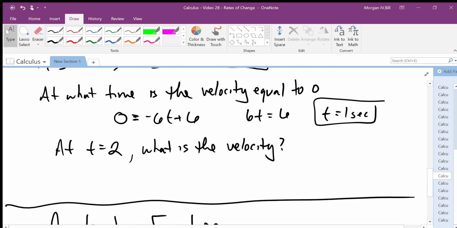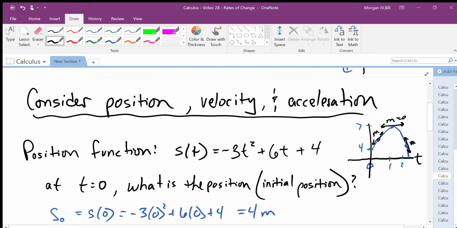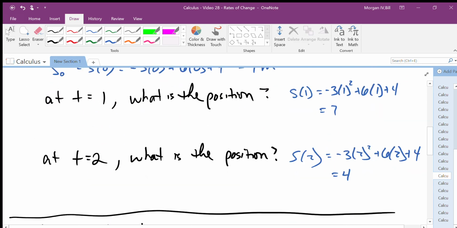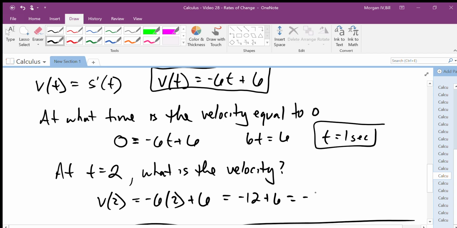At time equals 2, what is the velocity? Right, time equals 2. That's this point over here. We're basically asking what is the slope of the curve there at that particular point. To find the velocity at 2, we come back to our velocity function, negative 6t plus 6. We plug 2, time equals 2, into the velocity function, and it will tell us the velocity at the point 2: negative 12 plus 6 is negative 6 meters per second. So we can find the velocity at any point in time there.